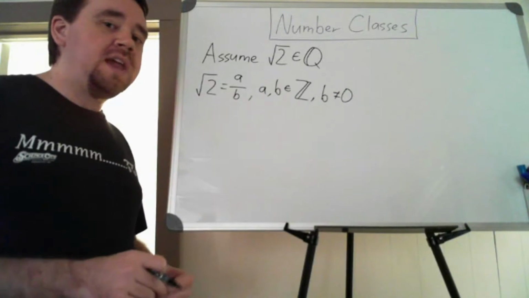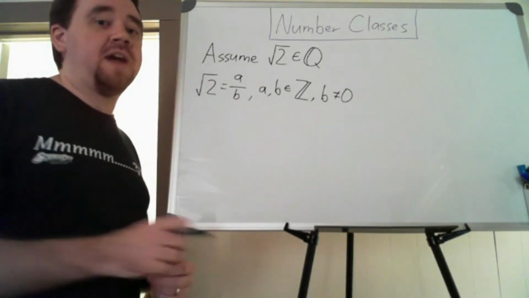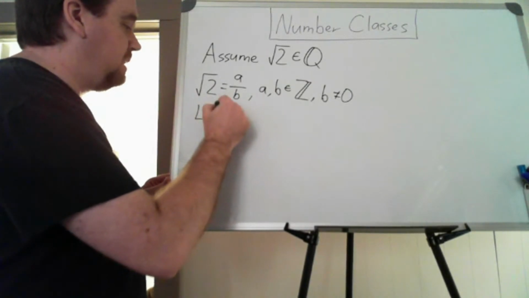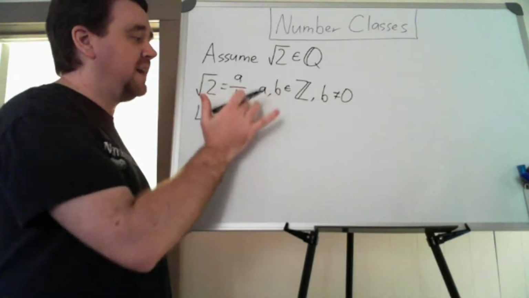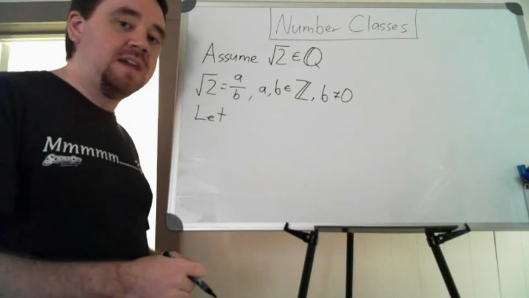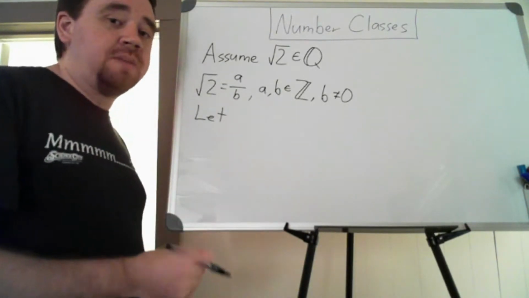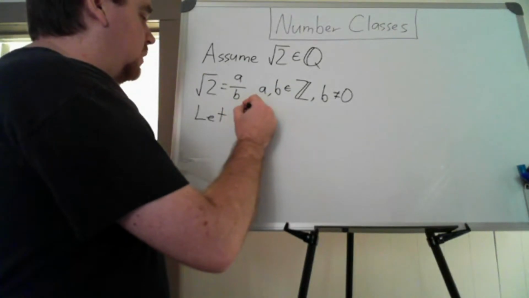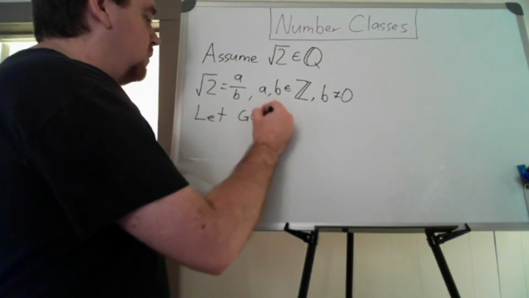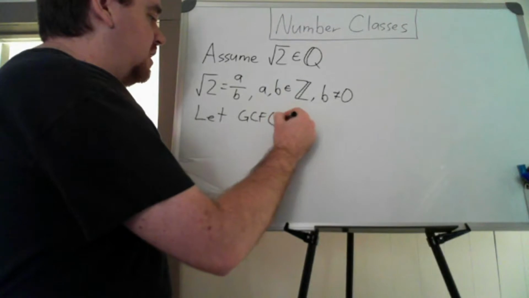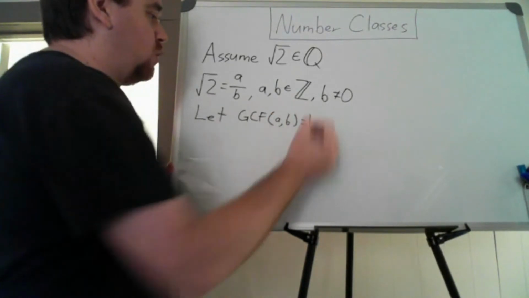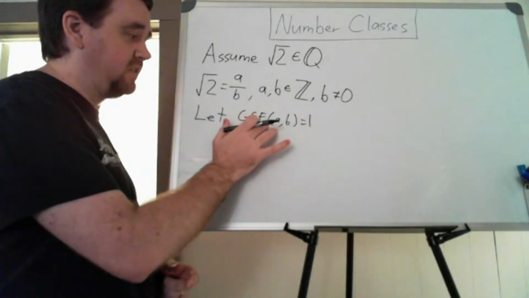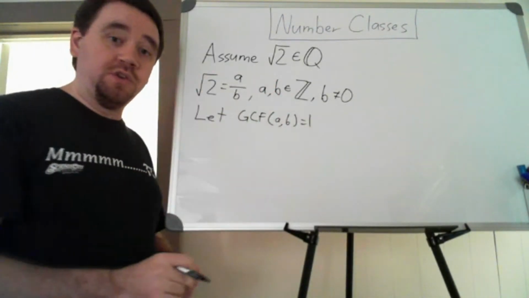And 2, it means that their greatest common factor equals 1. So what does that mean? It means if I look at all the numbers that multiply nicely into a or into b, then the only one they have in common is the number 1, which doesn't change anything. So we write it like this: we say let the GCF of a and b equal 1. That's just mathematical terminology for greatest common factor, which means this fraction is fully reduced.